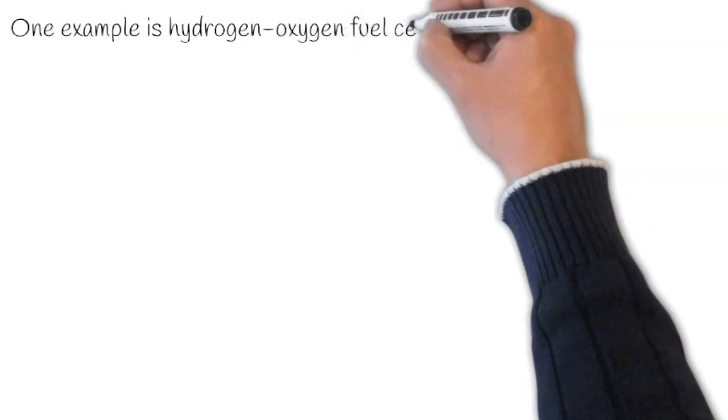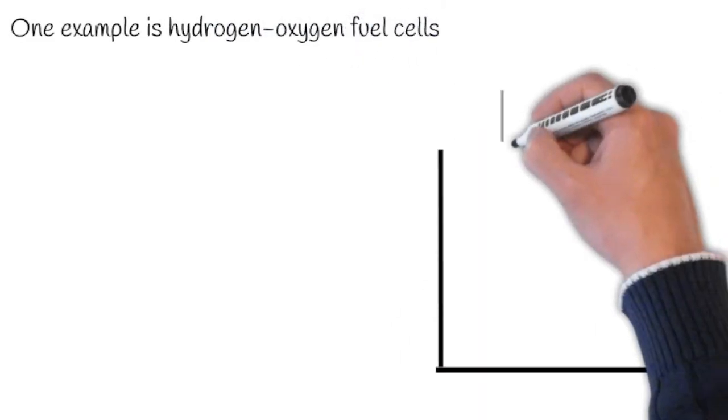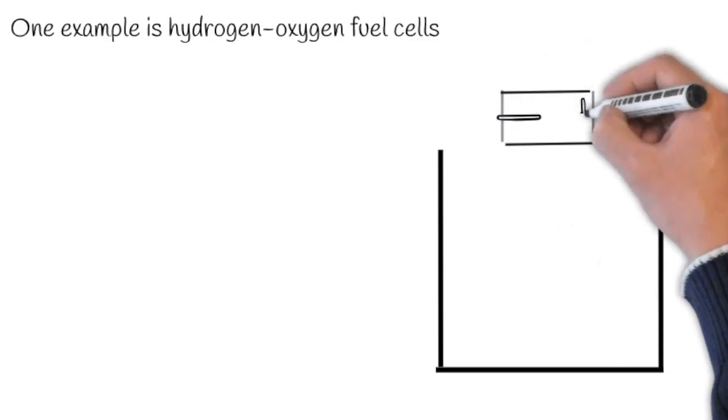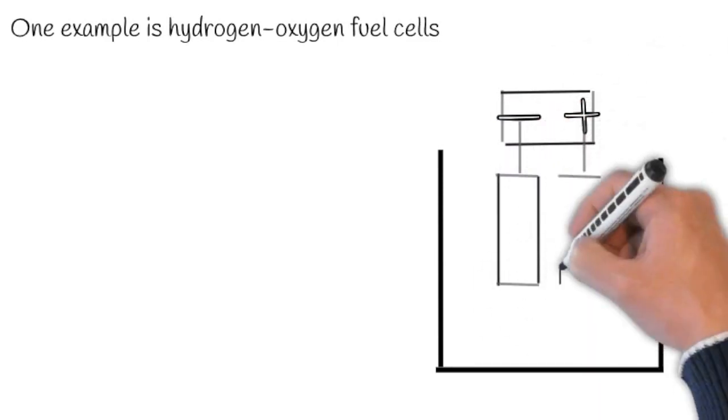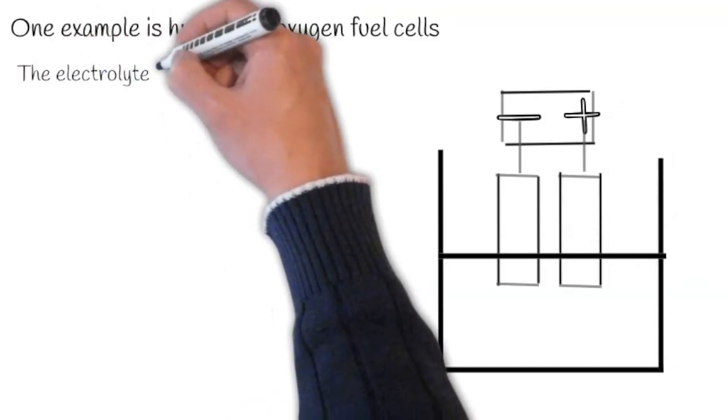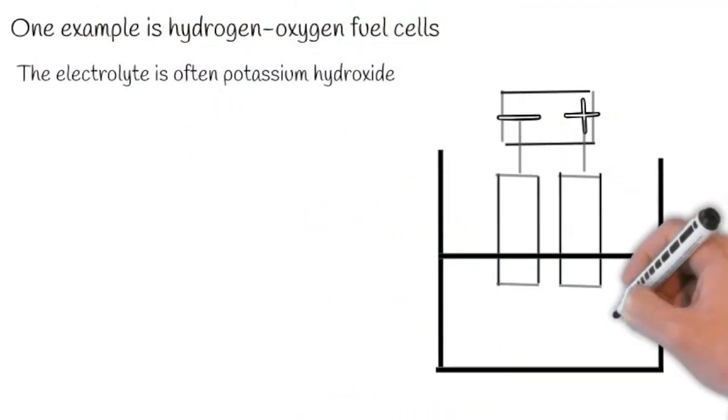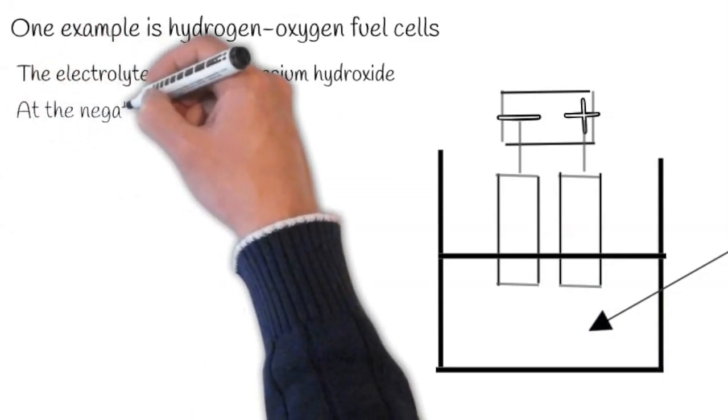One example is a hydrogen-oxygen fuel cell, and I'm going to draw that for you here. So here we have the two electrodes, the negative electrode and the positive electrode. And the electrolyte is often potassium hydroxide, which is here.